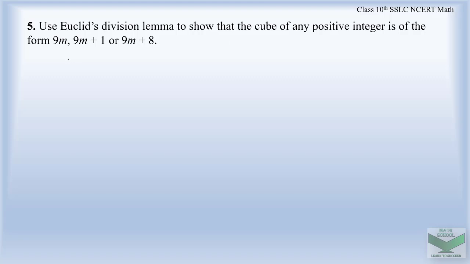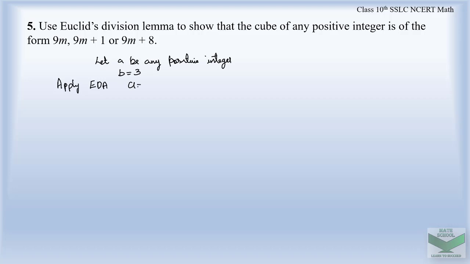Okay, so according to the question, here we have to cube any positive integer. In the previous question, we squared the integers. Here we are going to cube it. This is very much similar to the previous question which we solved. So here also let us assume let a be any positive integer, and b is equal to 3.